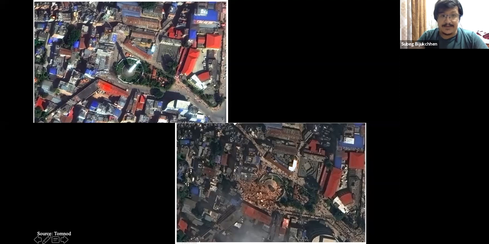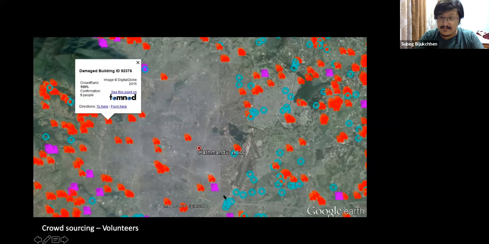Because if you want to do it for a huge area like Kathmandu, Kathmandu is not small, really, it's big. If you want to do it for a huge area like Kathmandu, it will take a lot of time. So they were asking volunteers all over the world to do that, and then they made this kind of map. Very good. So they will have green, a little damaged. So this is a little damaged, non-damaged, and red is damaged.